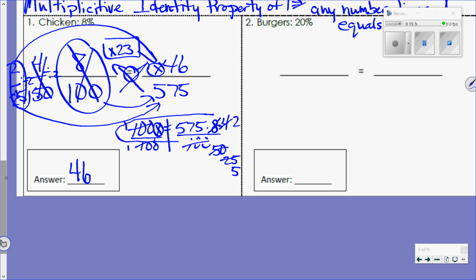575 divided by 5. 5 divided by 5 gives me a 1. 7 divided by 5 is a 1 with a 2 left over. 25 divided by 5 is a 5. So that's 115. Now check again. Can I still divide by 5? Mm-hmm. So divide by 5. 5 divided by 5 is 1. 115 divided by 5 is going to go twice with 1 left over. 3. So I have 2 numbers left on top now. 23 times 2 gives me 46.